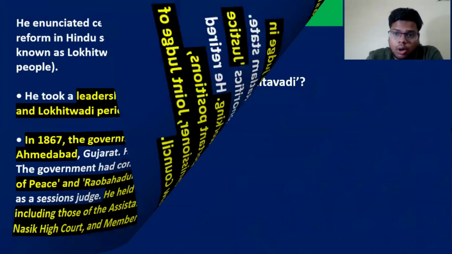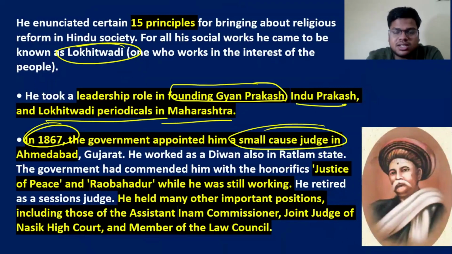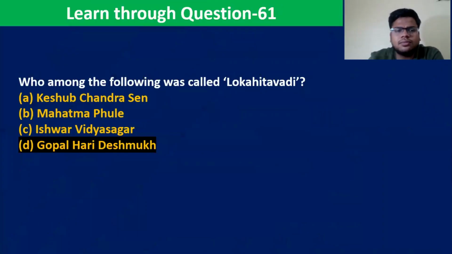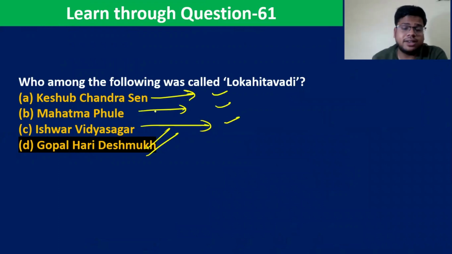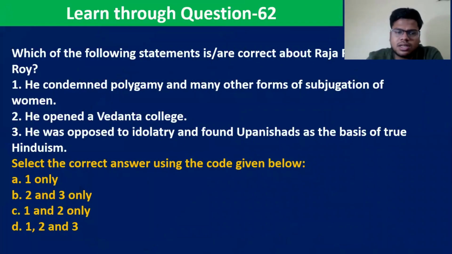So download the PDF and revise it. Just read it once or twice. That's all you need to do, nothing more than that. So the answer is Gopal Hari Deshmukh. More importantly, you need to read more details about the people which we have discussed in detail. But these are reformers whose visibility is relatively less, so in that regard, you can skip them.